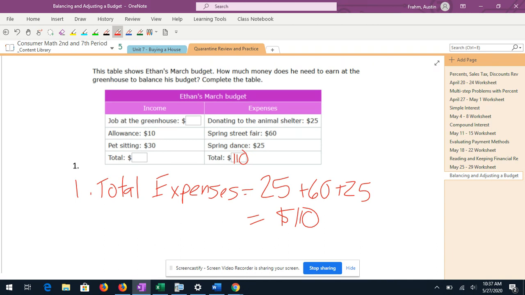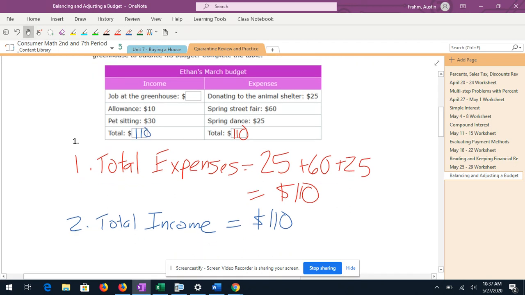Step number two is really quick and doesn't require any math work. Since we want a balanced budget, that means that we want the income column and the expense column to equal the same thing. So the total income is going to be the exact same as the total expenses. So we can automatically put 110 in the total for the income as well.